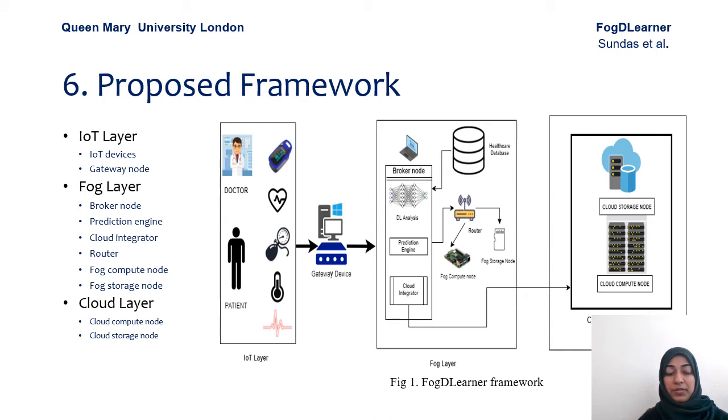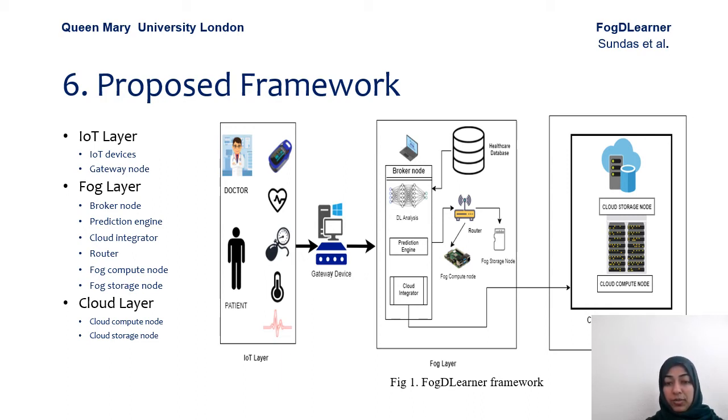Our proposed framework consists of 3 layers: IoT layer, fog layer, and cloud layer. IoT layer collects 2 types of data, that is physiological data and electronic medical record. For collection of physiological data, we use 3 types of sensors: medical sensor, environment sensor, and activity sensor. The parameters we captured using these sensors are EEG, EMG, ECG, heart rate, body temperature, oxygen saturation, glucose level, respiration rate, and blood level. Gateway device collects all this data from the IoT layer and sends it to fog layer.